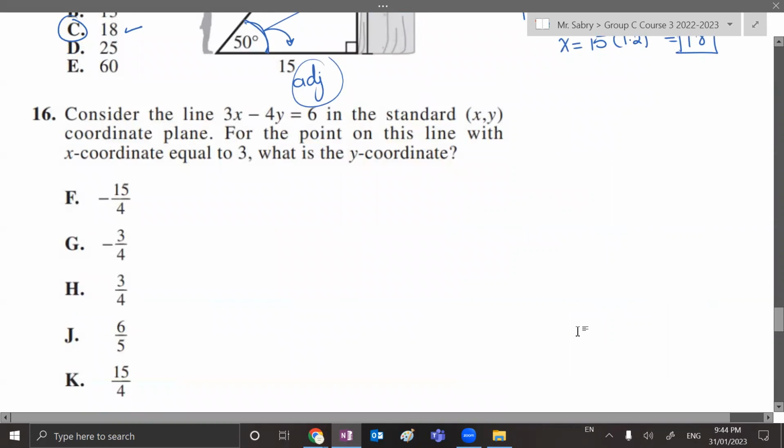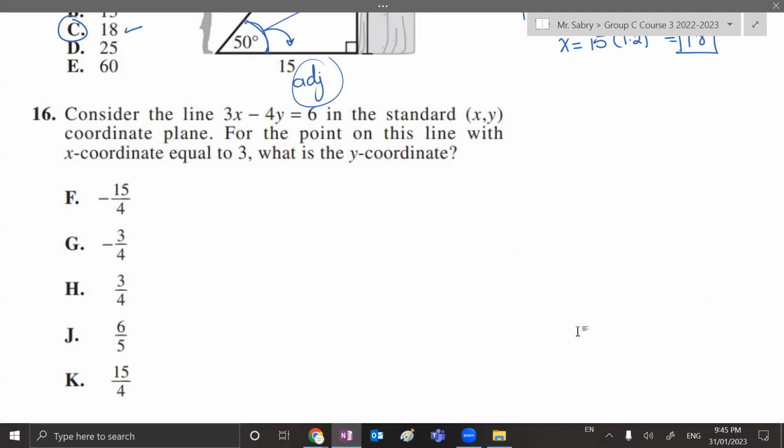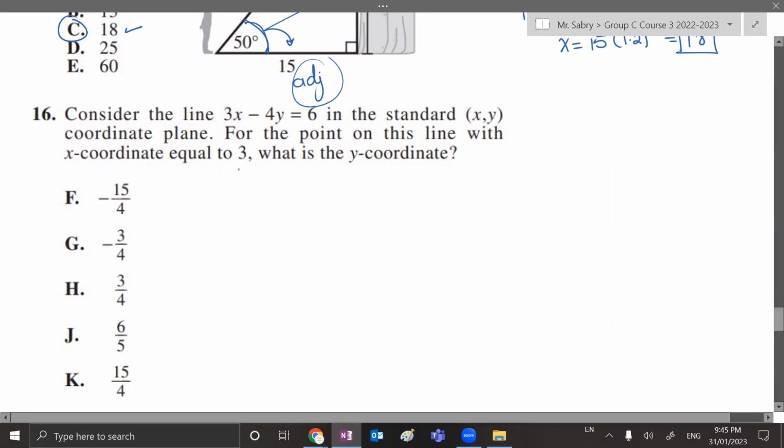Consider the line 3x minus 4y equals 6 in the standard xy coordinate plane. For the point on this line with x coordinate equal to 3, what's the y coordinate? They give you x equals 3. Substitute that into the equation itself: put 3 instead of the x, so 3 times 3 minus 4y equals 6. This will get you 9 minus 4y equals 6.